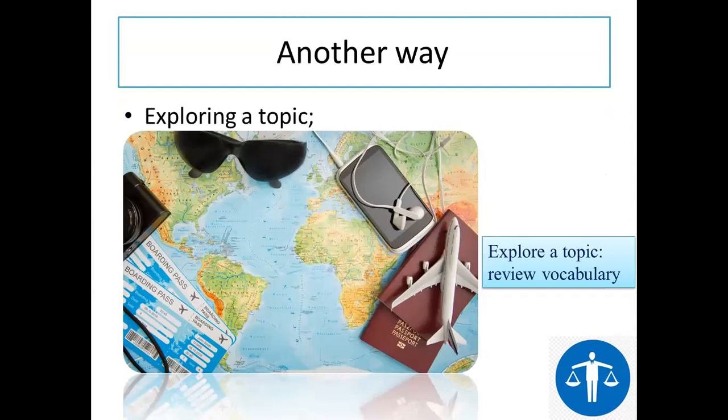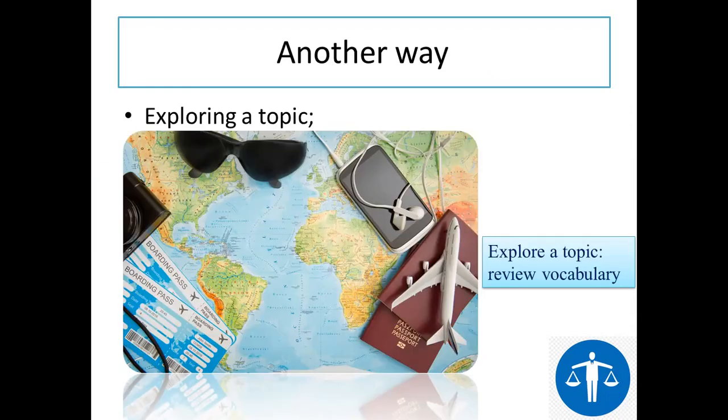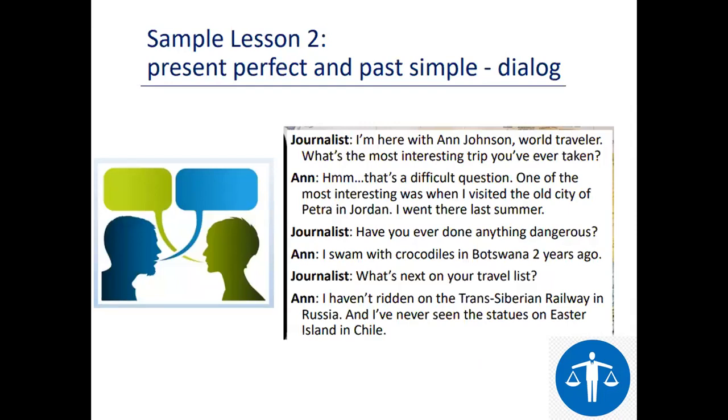Another way. So this is the second sample lesson plan. Exploring a topic, review vocabulary. So over here, given such kind of map, ticket, telephone, the passport, and so on. Also, playing, we can see. So our school children can decide what kind of lesson. Of course, traveling. From sample lesson number 2, grammar is going to be present perfect and past simple.